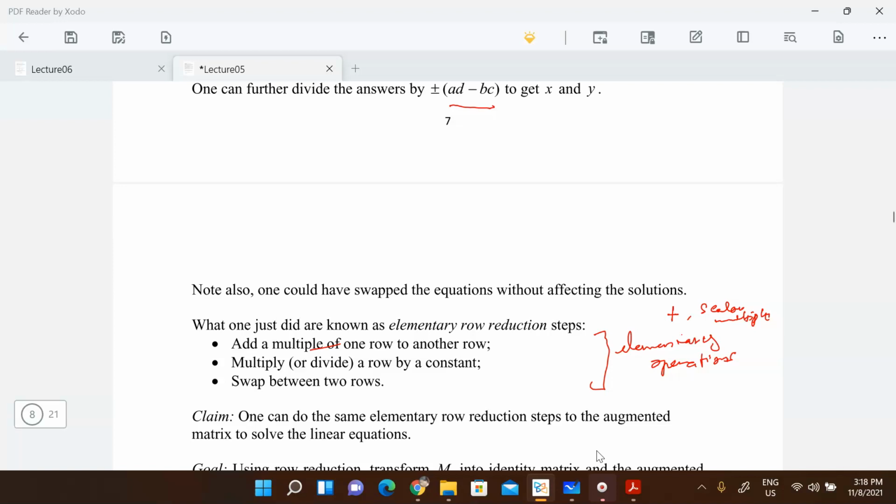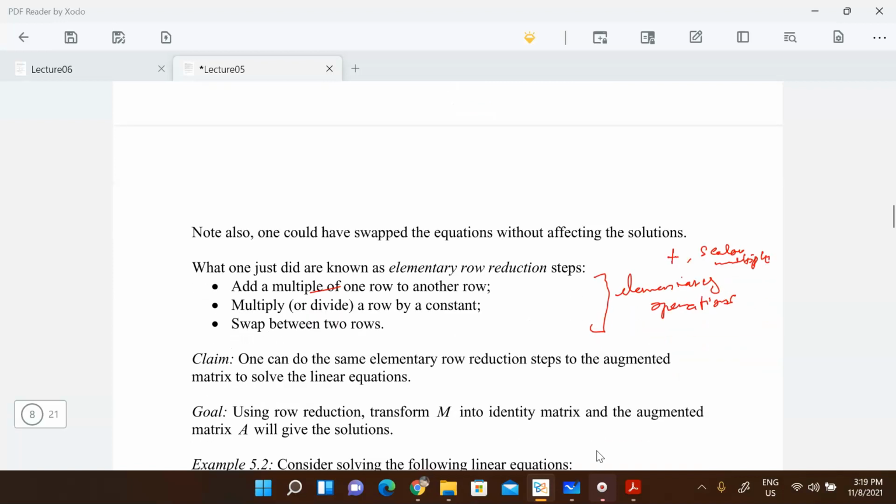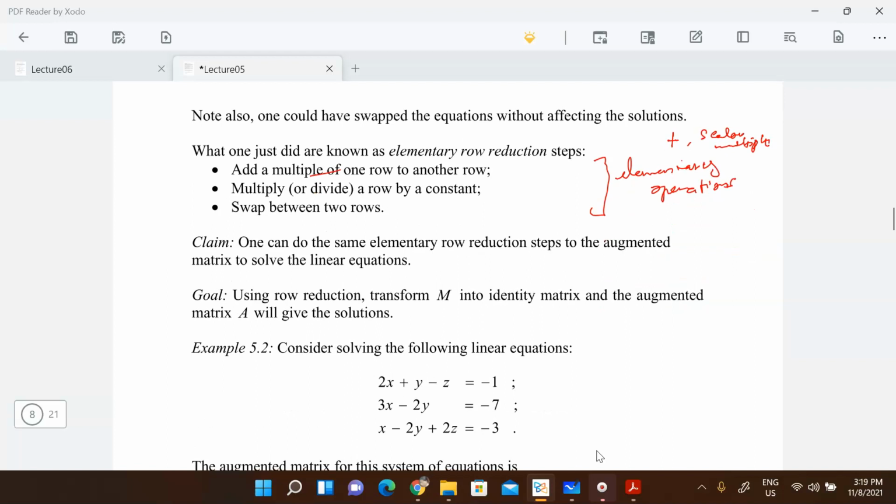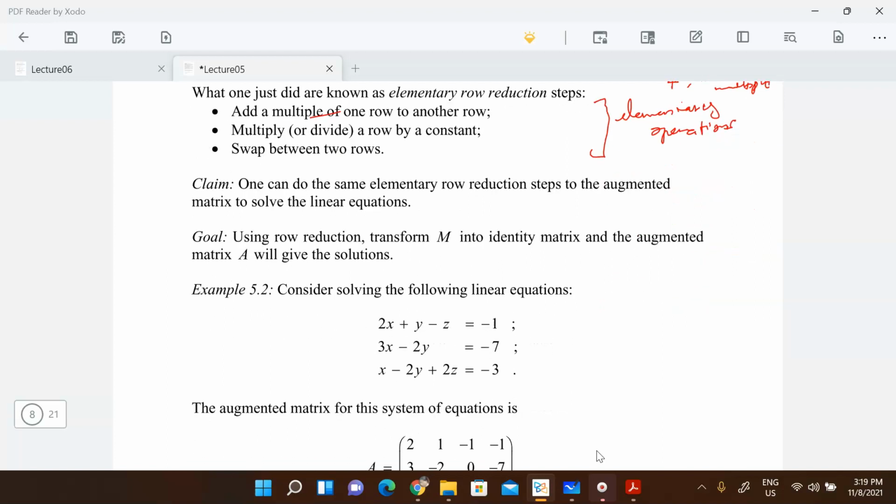Okay, so what we want to say is, if we have a much more complicated case of simultaneous linear equations, then maybe we can simply adopt this kind of elimination technique using these algebraic operations. Okay, so this is the essential claim. We want to do what we call the elementary row reduction steps.